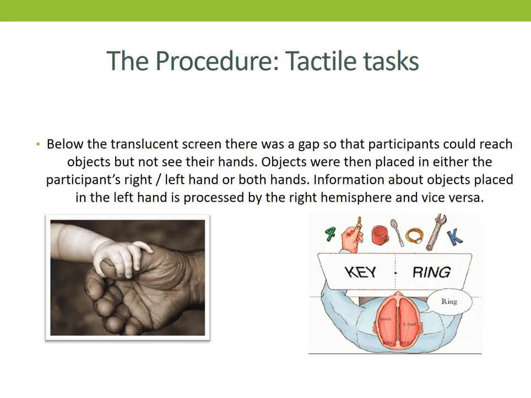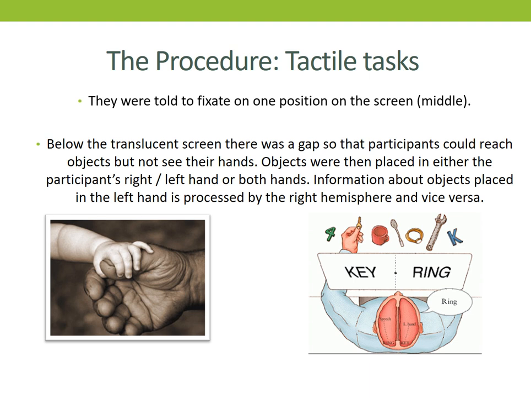Now the tactile tasks are about holding things. They're still fixating on one position in the screen, but below the translucent screen where the gap is for their hands to reach through, where they can't see their hands, objects are placed in the participant's right or left hand, or in both hands. And information is processed by the opposite hemisphere, obviously. They're also having words presented on that screen where they might have to select those objects. Now, the apparatus used is called a tachistoscope.